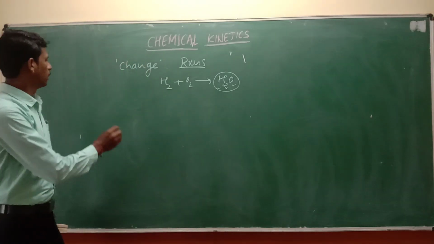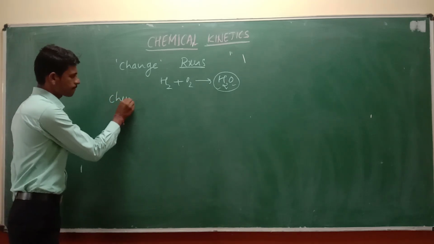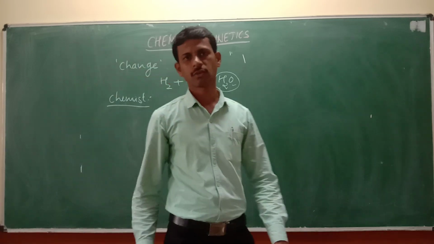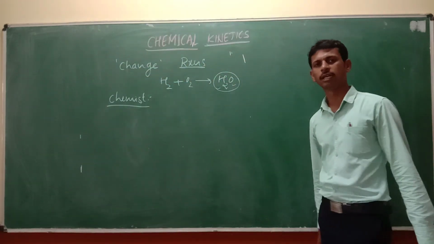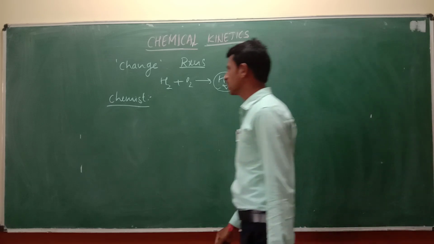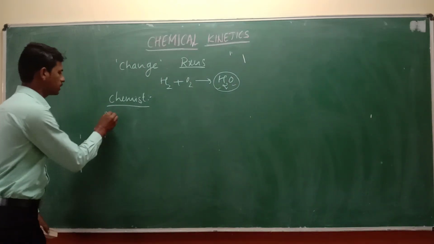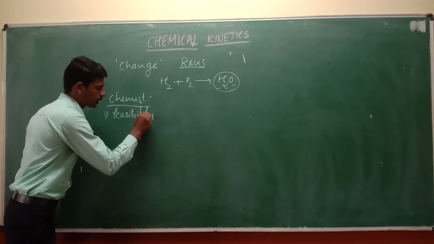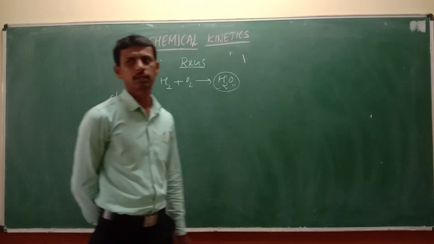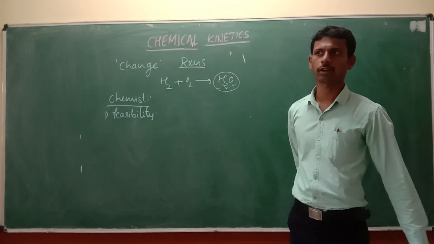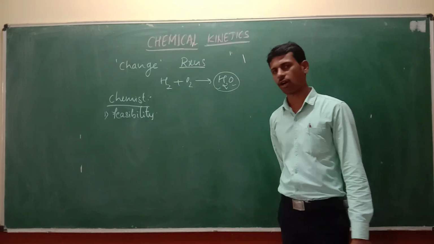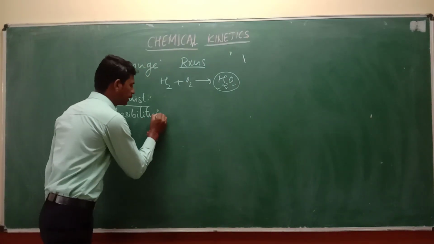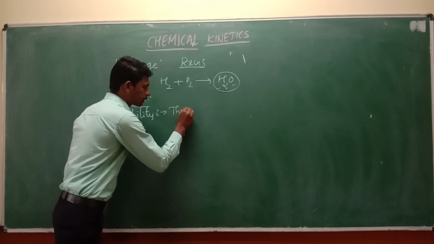Okay. When a chemist runs a reaction, he concentrates on 3 points. The first point is feasibility. Is the reaction feasible or not? Is the reaction possible or not? This can be determined by thermodynamics.